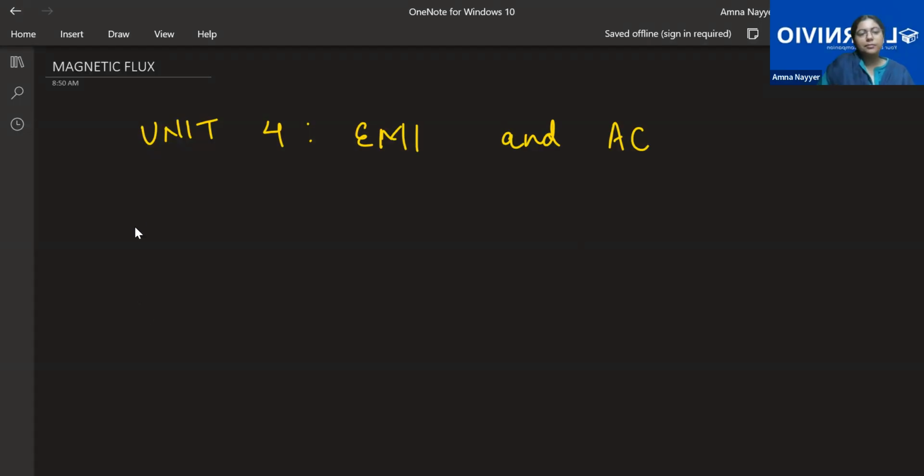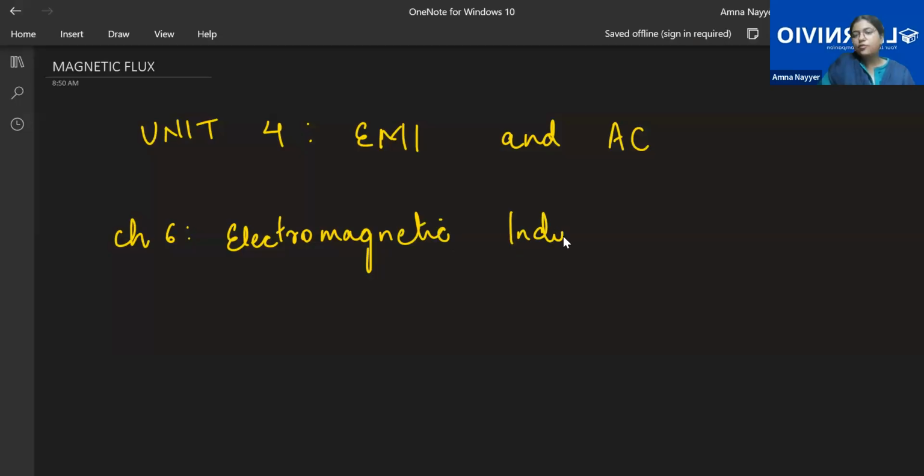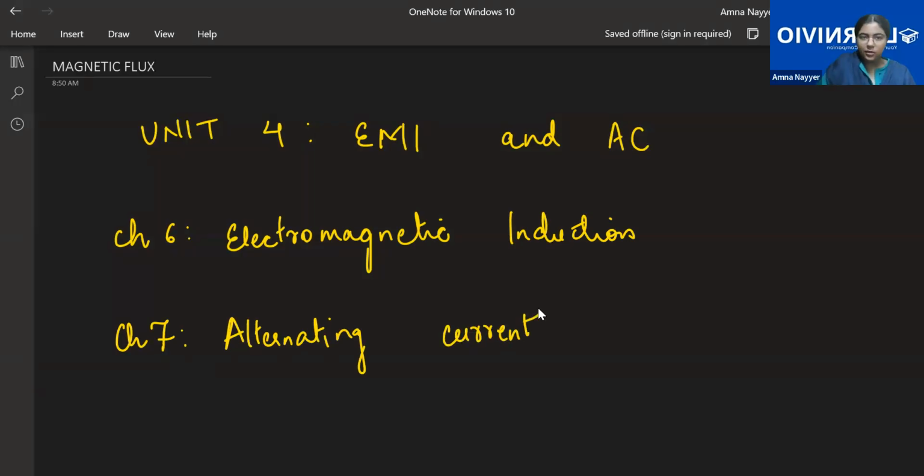Now, look here, chapter 6 is your electromagnetic induction. This is the full form of EMI, electromagnetic induction. And then you have the 7th chapter. AC means alternating current. This means alternating current.